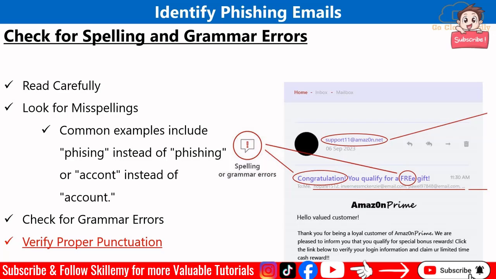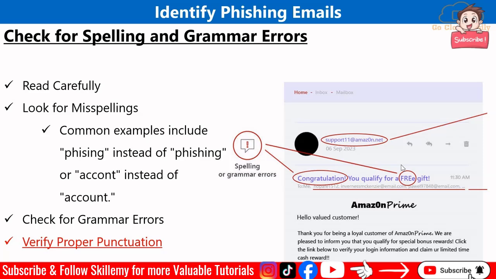Verify proper punctuation. Pay extra attention to punctuation marks such as commas, periods, and quotation marks. Phishing emails may misuse punctuation or omit it altogether, leading to disjoint or confusing sentences. Right? The same you can see in this picture as well, like punctuation marks, they are not being used correctly, or case sensitivity is not correct in the same word even.